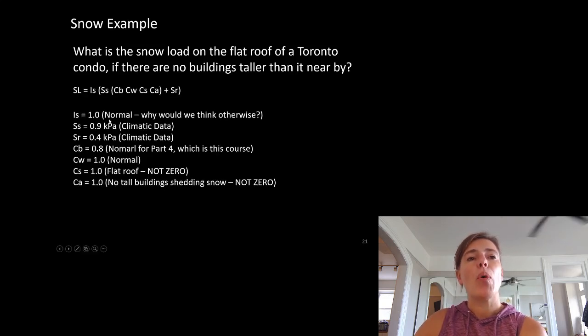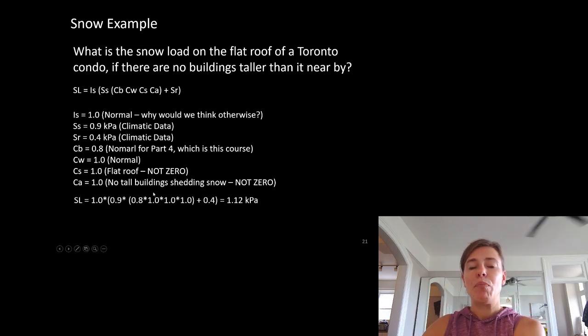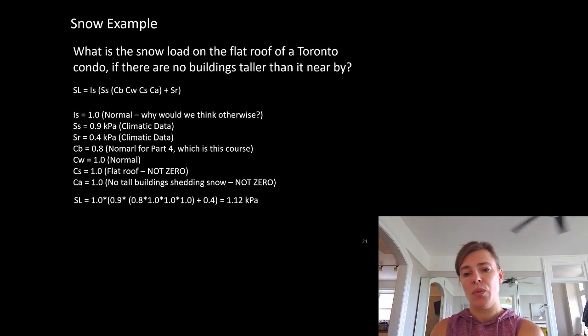So importance factor is 1. SS was 0.9. SR was 0.4. CB is 0.8. CW is 0.1. CS is 1. And CA is 1. This looks like a pretty simple calculation. We can plug this all into our calculator, being smart about our brackets, and we get our snow load for this condo in Toronto is 1.12 kPa. So now we have a snow load that we can use to design our roof members with.